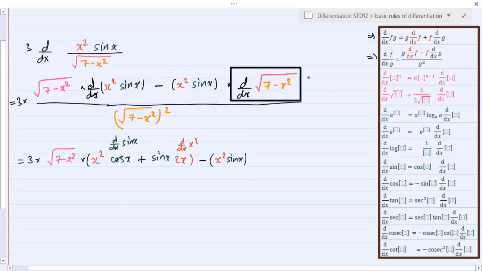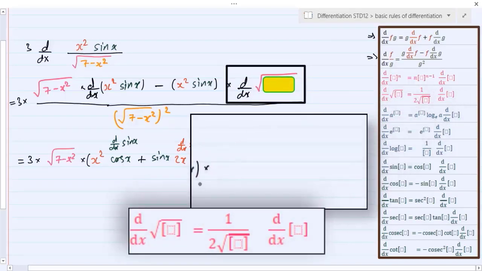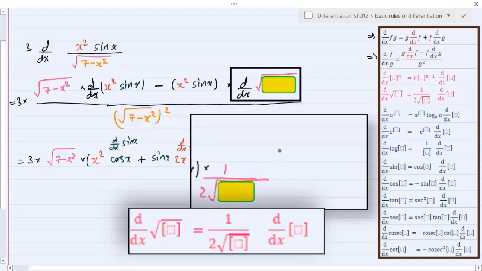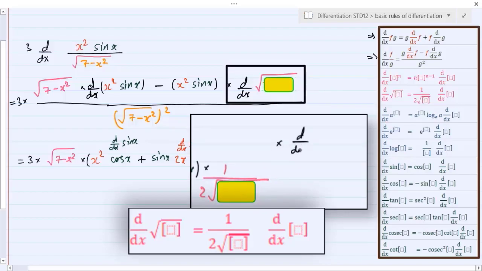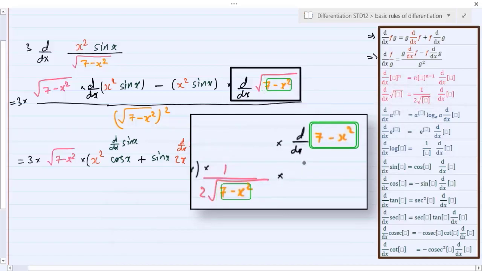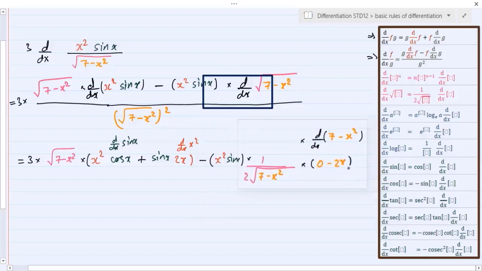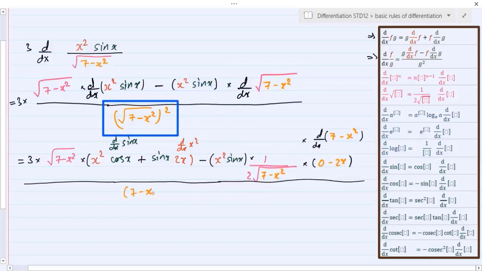Let's focus on differentiation of under root of 7 minus x², and for that we have to consider a box around the 7 minus x². So let's differentiate under root of box, which is nothing but 1 upon 2 root box into d by dx of box. Within the box we have 7 minus x², so we just have to multiply differentiation of 7 minus x², which is 0 minus 2x, whole divided by 7 minus x². So this 2 can be cut.